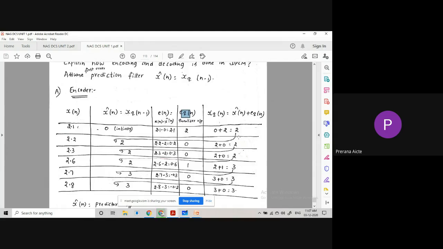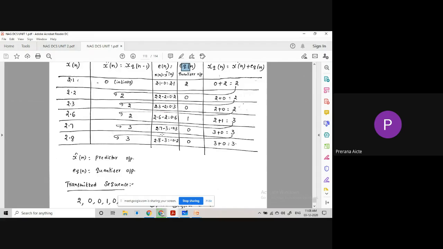Okay, again, see what happened. xq of n is given as input to the prediction filter. That's why the prediction filter value is 2. Then again we find the next sample, the present sample 2.2. It is compared with the past sample, that is the prediction filter's past sample. So 2.2 minus 2 is 0.2. So the quantizer output value is 0. Again we add these two, and we do the same for all the samples.